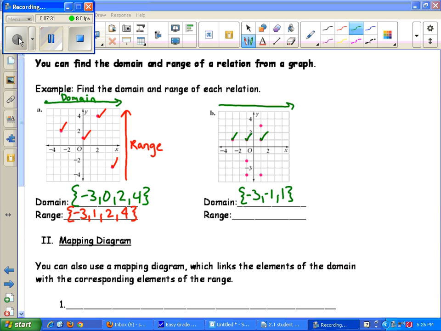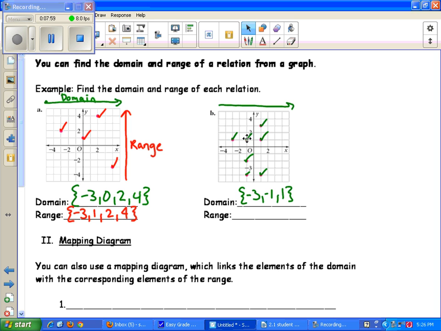So for this one, notice when I wrote the domain, I have -3, -1, and 1. And notice that I didn't write -1 three times just because I know I have a dot here, 1 here, and 1 here. So I don't need to write the x values three times, I just write it once. Same thing for the x value of 1. I have an x value of 1 here and here, but I only write it once. And remember, in order from least to greatest with no repeats.